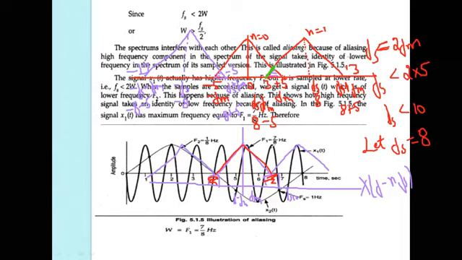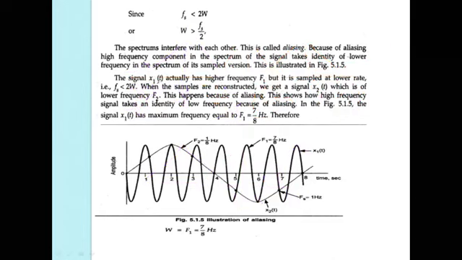This is a very, very important topic: the reconstruction of the sampling by using the low pass filter. The signal x1 of t actually has a higher frequency fn, but it is sampled at a lower rate, that is, fs is less than 2 omega. When the samples are reconstructed, we get the signal x2 of t, which is of low frequency f2. This happens because of aliasing. This shows a high frequency signal takes the identity of a low frequency because of aliasing.